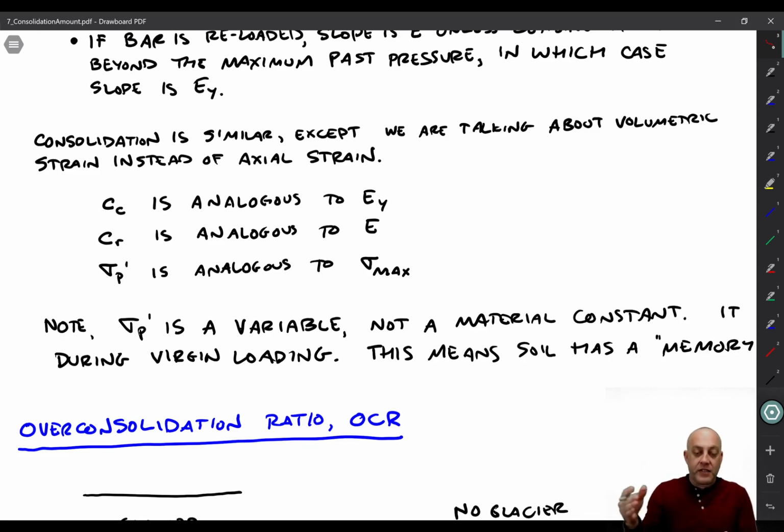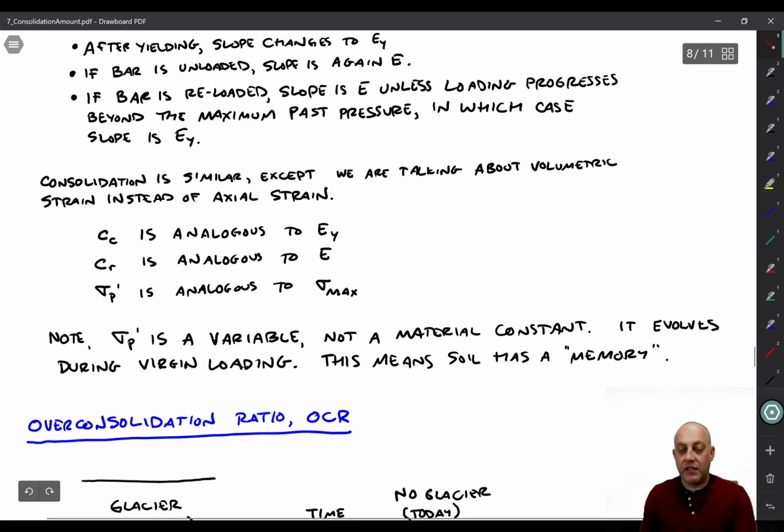If you load past the maximum past pressure, or you reach the maximum past pressure and continue loading, sigma p prime changes with it, right? So it's going to evolve during virgin loading. And what this means is that the soil really has a memory. It knows how much pressure has been placed on it in the past, and it will only start undergoing elastoplastic deformation or permanent deformation once it reaches that maximum past pressure and gets loaded beyond it.